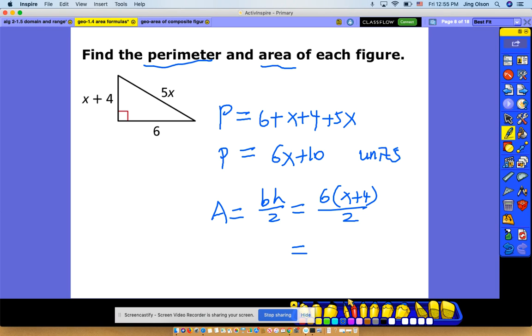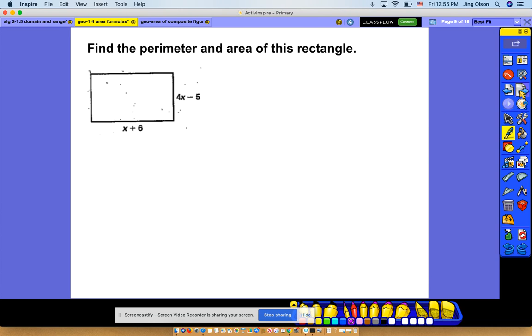So you can actually do the 6 divided by 2. Okay, this is the multiplying. 6 divided by 2 is 3. So it's just going to be 3 parentheses x plus 4. 3 times the quantity of x plus 4. Then you distribute. You get 3x plus 12. Okay, so 3x plus 12 units squared. This is the area. That one's the perimeter.